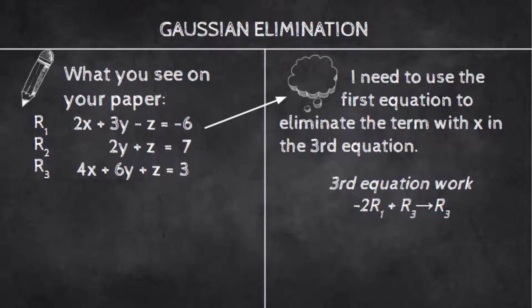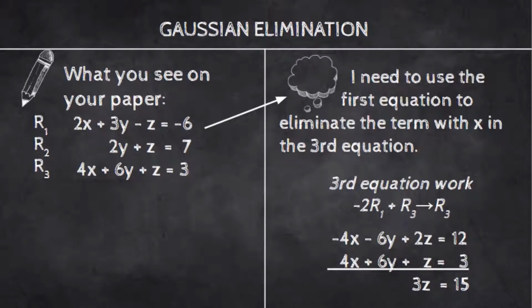But remember, the negative 2 has to distribute all the way through that top equation. So on the side, you are writing down negative 4x minus 6y plus 2z equals 12. The negative 2 times your row 1 plus then your row 3 written underneath it. And that's going to give you 3z equals 15. Now then you're going to put that in place of your row 3.